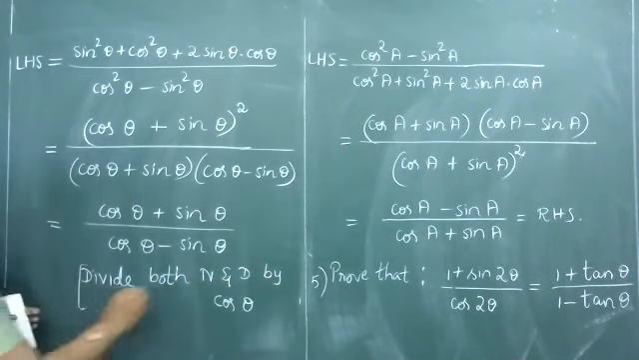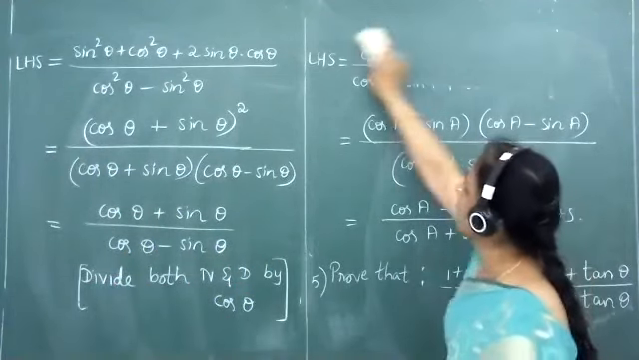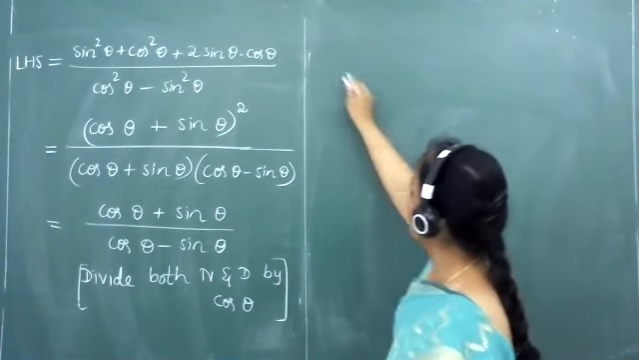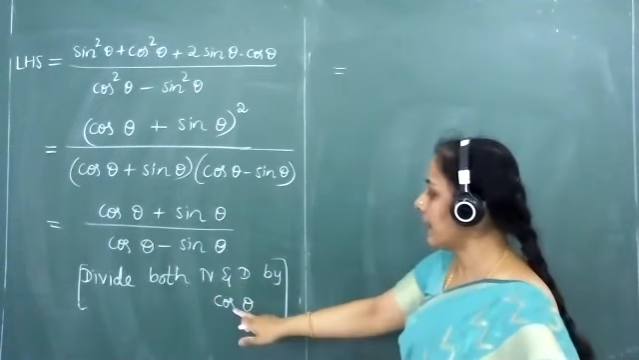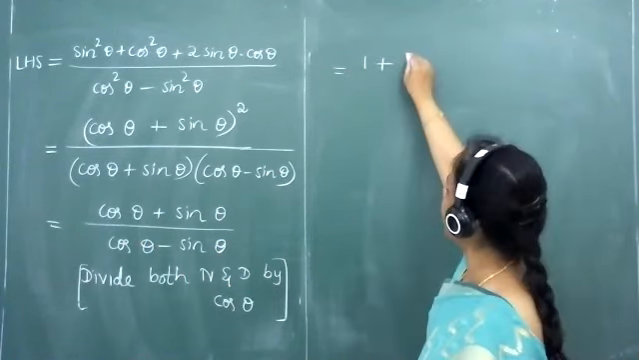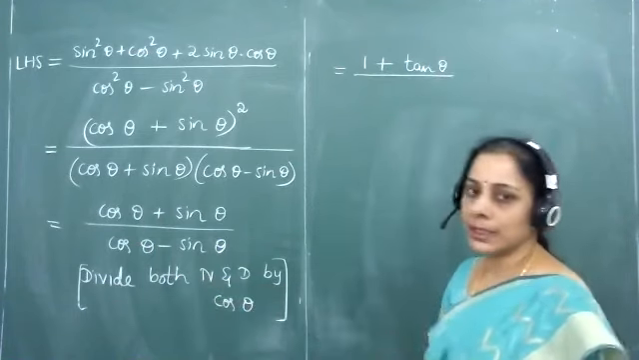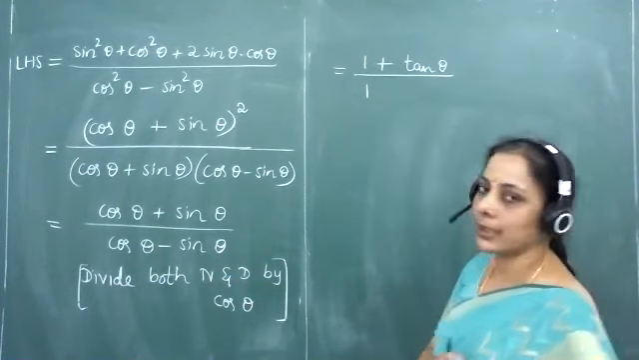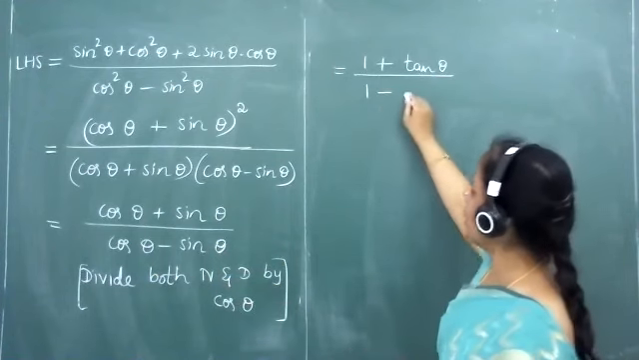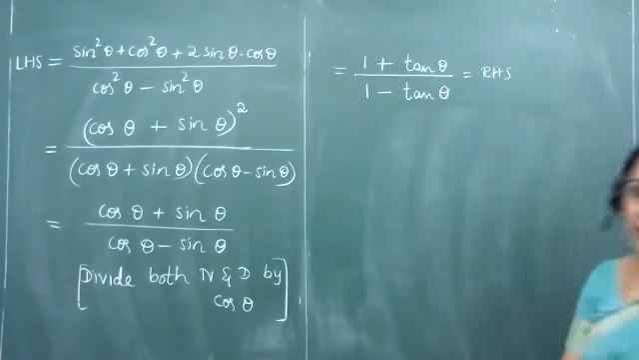When we say divide both numerator and denominator by cos theta, it only means that every term in numerator and denominator has to be divided by the same. And so we will be getting cos theta divided by cos theta, which is equal to 1, plus sin theta divided by cos theta, which changes to tan theta. Similarly, now the denominator cos theta divided by cos theta, I can place 1 there. Then we have a minus sin theta divided by cos theta, which comes as tan theta, which is supposed to be the required RHS.